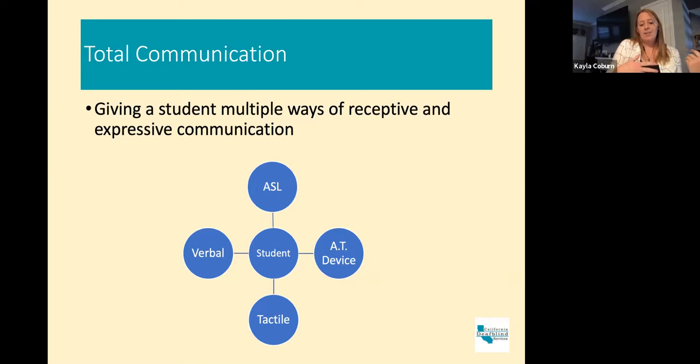Like getting him to go somewhere, you might sign it and say it, but he still might need a little gentle touch cue to start walking up the stairs because he really hates stairs. But if he knows he's going to get something at the top of the stairs or at the bottom of the stairs, he'll go. So we need to give him every way to communicate so then he can express it back to us.